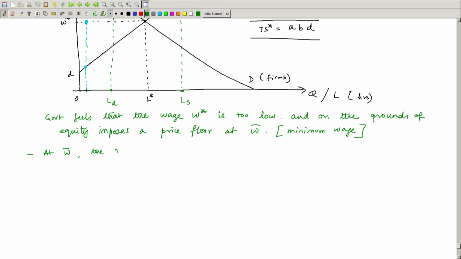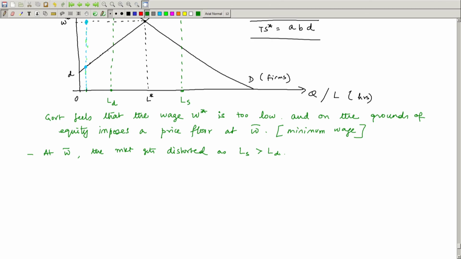So, at W bar, the market gets distorted, just as we had the case for the price ceiling also, right. Even in the case of the price ceiling, the moment the ceiling was imposed at P bar, which was lower than the equilibrium price, it distorted or created a mismatch between the quantity demanded and the quantity supplied. So, similarly at W bar, the market gets distorted as the quantity of labor supplied is greater than the quantity of labor demanded, right.